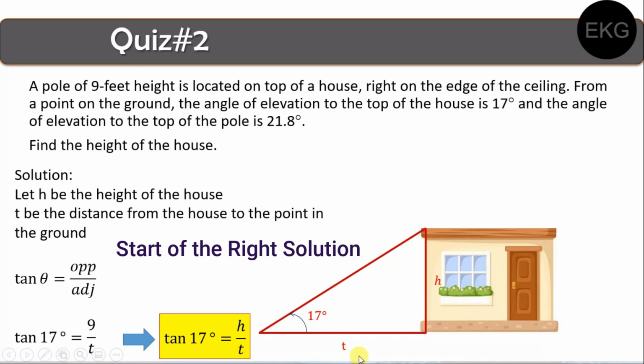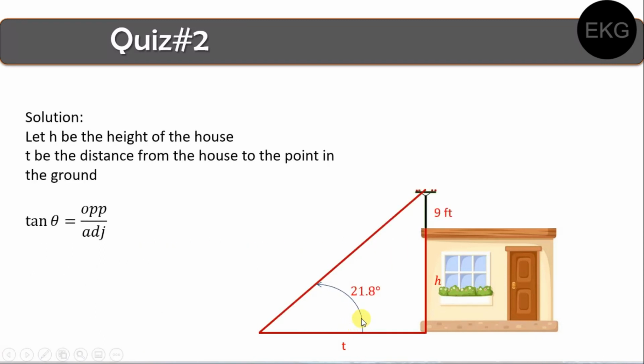Okay? Now, moving on, from this small triangle, focus naman tayo dun sa larger triangle concerning the angle 21.8. Now, again, using tangent theta, opposite over adjacent, opposite ng angle na to is this side. Katapat ng angle na to is this side. It's actually h plus 9. The height of the house plus yung height ng ating pole. Okay? Yung opposite side divided by the adjacent side, which is t.